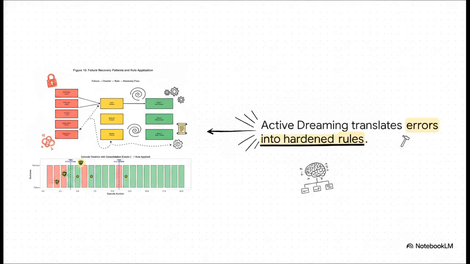During the sleep phase, it clusters all those raw errors together into an auth cluster. It reflects on why it's failing, and it generates a new rule. Always add an auth header. The very next time the agent tries to hit that API, it retrieves this newly hardened procedural rule, includes the header, and succeeds on the first try. It is literally translating raw, messy errors into permanent, reusable skills.